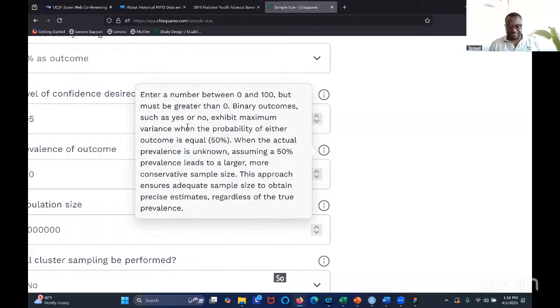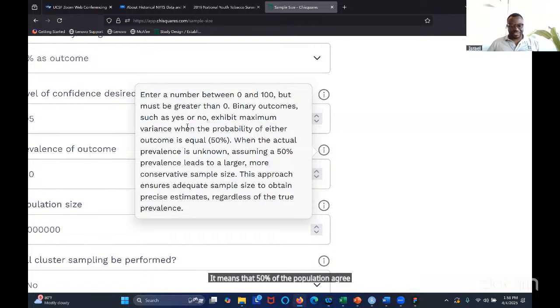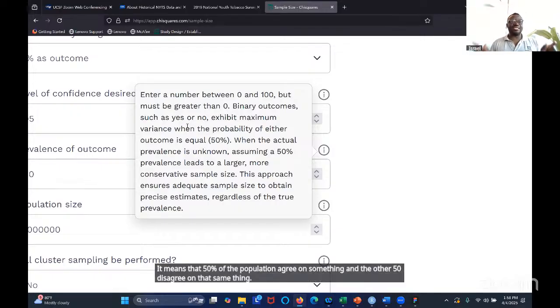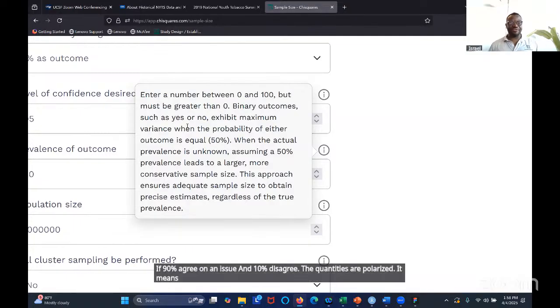What that means in simple language is that you are going to get the maximum variance when you have 50-50 on each side. Think of when we say a country is highly polarized. If we say, for example, the US is highly polarized, it means that 50% of the population agree on something and the other 50% disagree on that same thing. That is the maximum polarity that a country can ever have. If 90% agree on an issue and 10% disagree, well, the country is not polarized. It means the majority agree. So the maximum polarity, or in statistical terms, variance, is when you have 50-50.